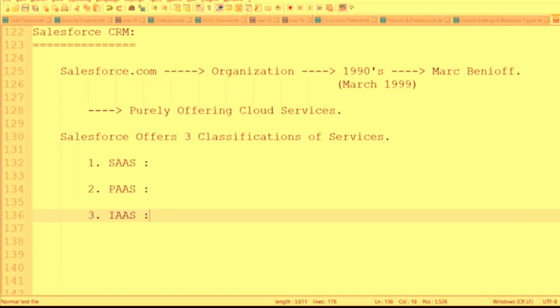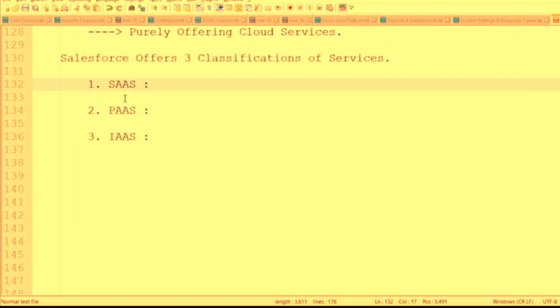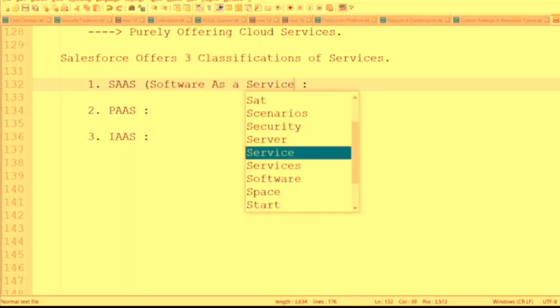Ready-made software also, how to build our own custom applications by using platform also, how to manage our data through infrastructure also. All these three parts we are going to cover as part of this. So here, Salesforce offers three classifications of services: SaaS, the platform, and the infrastructure. Now, let me give the full form of this. SaaS stands for software as a service.